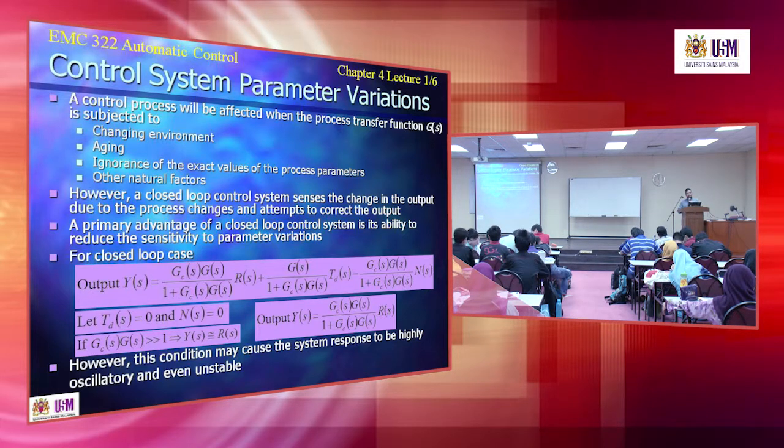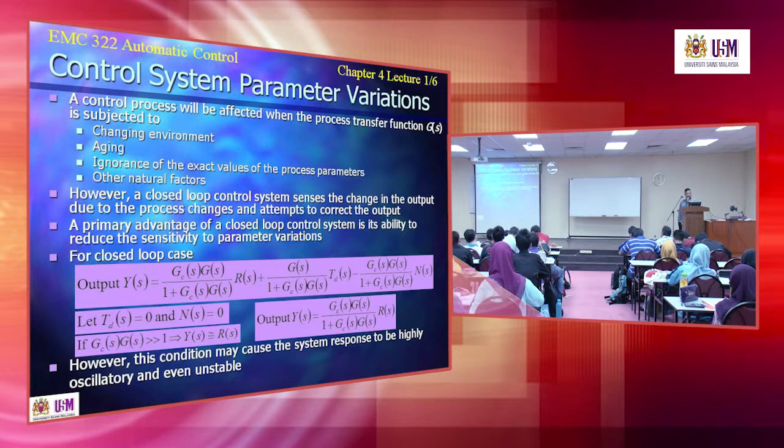What does that mean? When we have the transfer function for the process, besides the input and the output, whose values vary, the other values are constant, right? Normally in the transfer function, you have a lot of constant parameters there. And these parameters, we are normally assuming that they are constant. But do these parameters remain exactly constant as we are assuming?